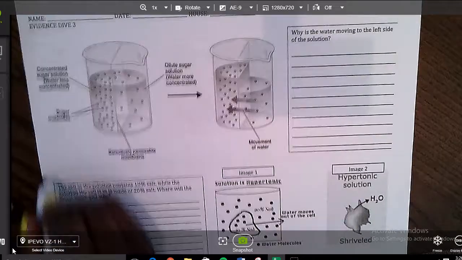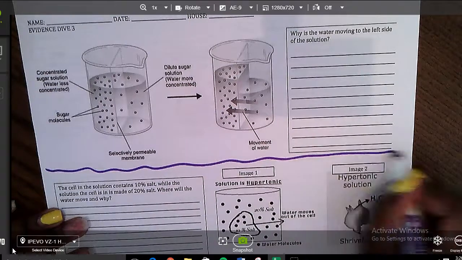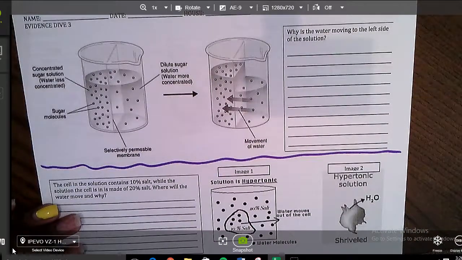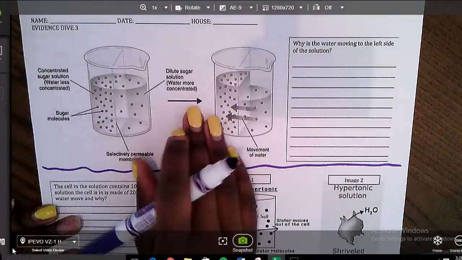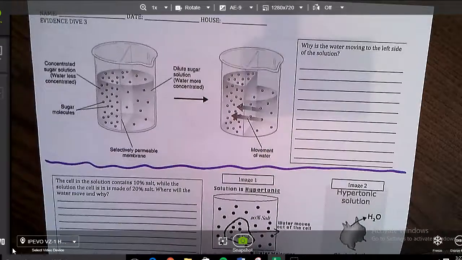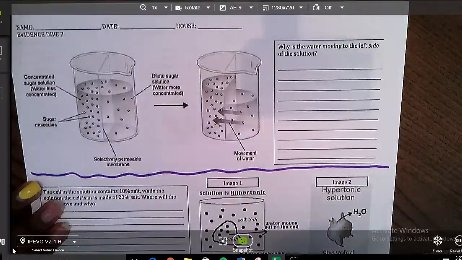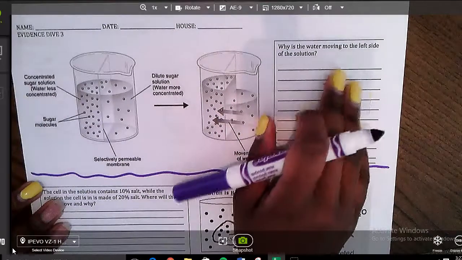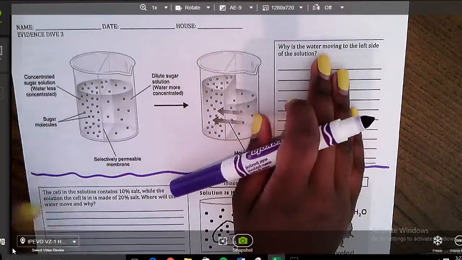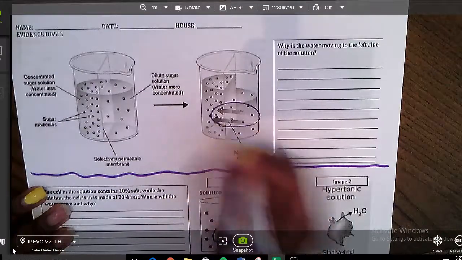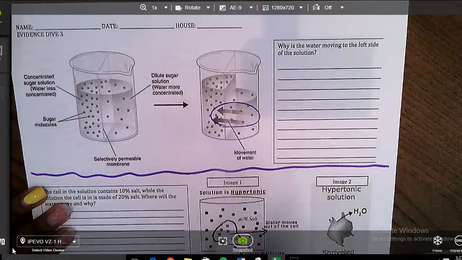So now you are officially on your own. We like to call this, as teachers, independent practice. So you're going to take a look at the image here. It's just like the one that we did on the previous page. And I want you to explain to me, why is the water moving to the left side of the solution? So why do we see these arrows going from the right side to the left?